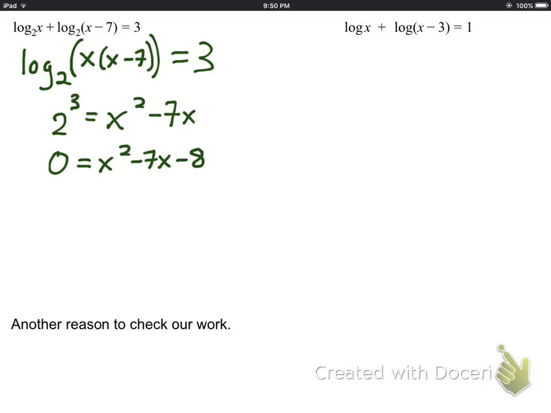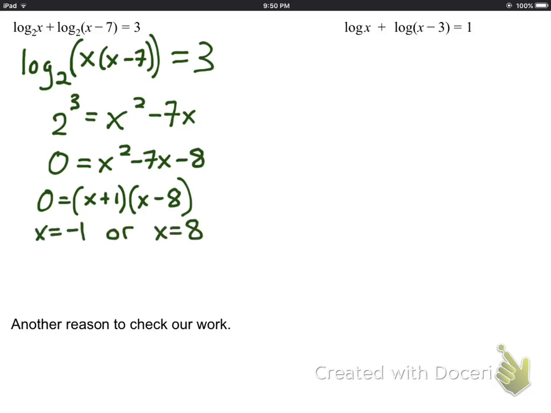The issue here is that's a quadratic, so you've got to remember how to solve quadratics. The way I like to do it, if possible, is to simply factor it, and remember each of those needs to be set equal to 0. So you get x is -1 or x is 8. And that's actually not too bad.